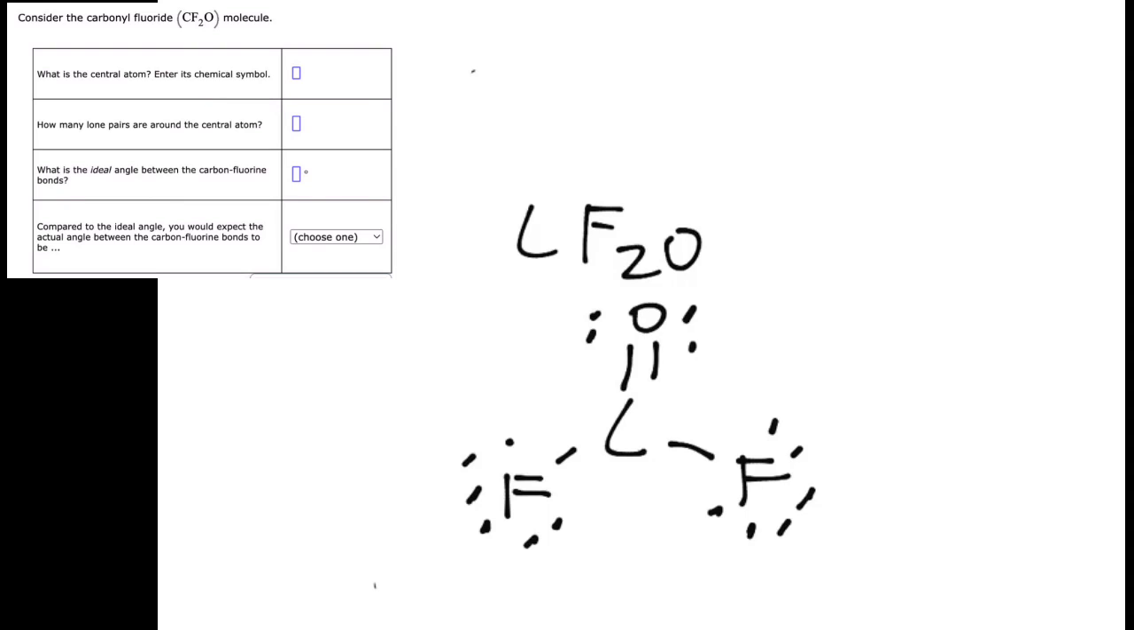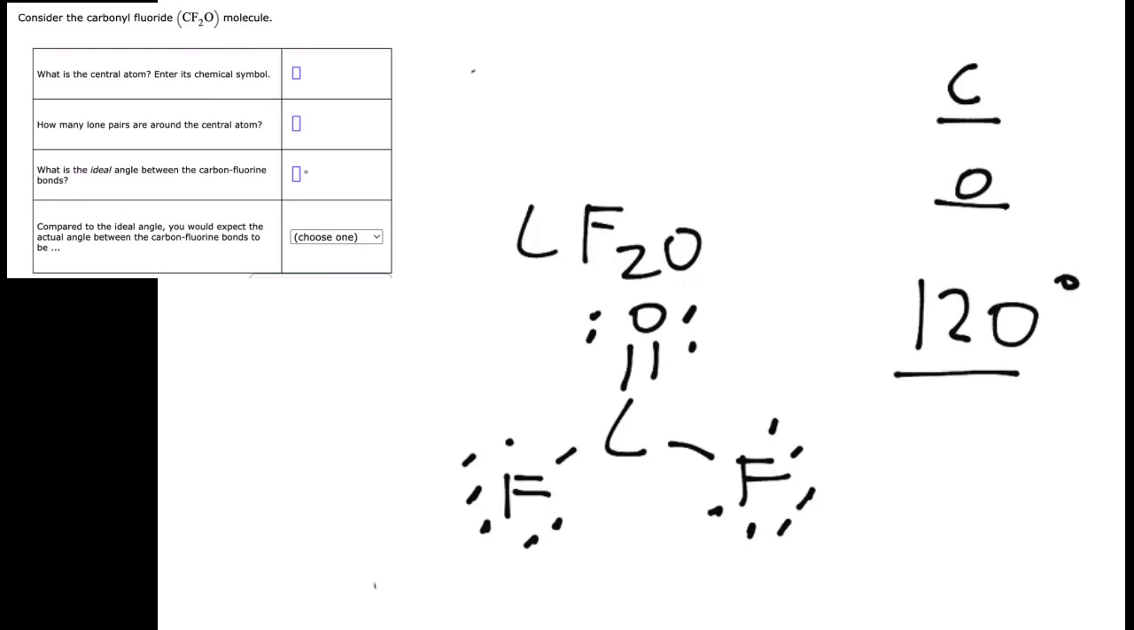Now, we see what is the ideal angle between the carbon-fluorine bonds. So, when they talk about ideal angle, they mean the largest possible angle that you could have if they're pushing each other apart as far as possible. And the answer to that is 120 degrees. So the ideal angle is 120 degrees. But so far your answers have been carbon, 0, 120 degrees.